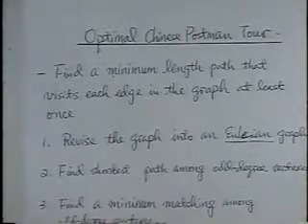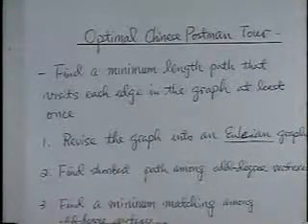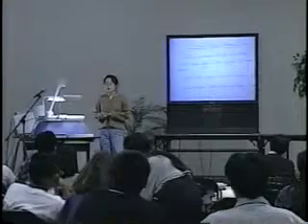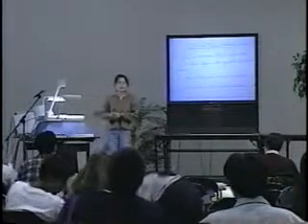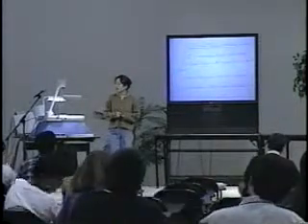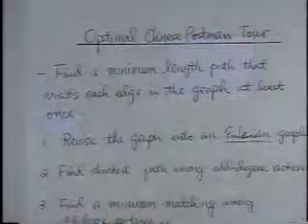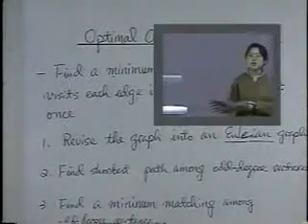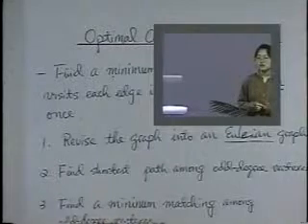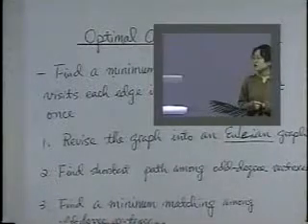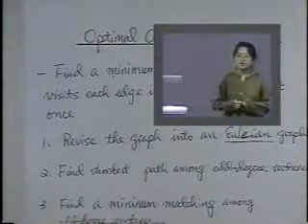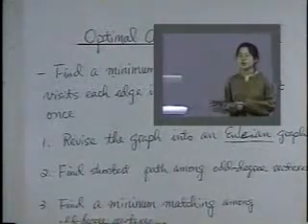So what is the Chinese postman's tour? The Chinese postman's tour is to find a minimum path that visits each edge in the graph at least once. So let's look at a special case. A special case is an Eulerian graph. An Eulerian graph is a graph where we can traverse each edge exactly once. So if the graph is Eulerian, the Eulerian cycle will be the optimal Chinese postman's tour of that graph. But generally, a graph will not be Eulerian.